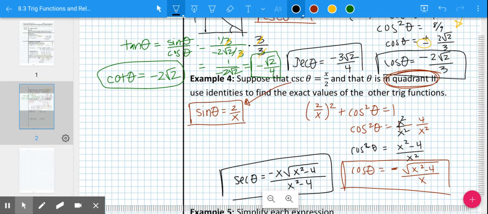And then the very last part of this is finding tangent and cotangent. To find tangent and cotangent, what I would do is put sine over cosine and then cosine over sine. So your answers for that, I'm just going to give you the answers here. Make sure you're trying them on your own. The tangent should come out to 2 over negative radical x squared minus 4, but then make sure you rationalize. So it actually becomes negative 2 root x squared minus 4 all over x squared minus 4.